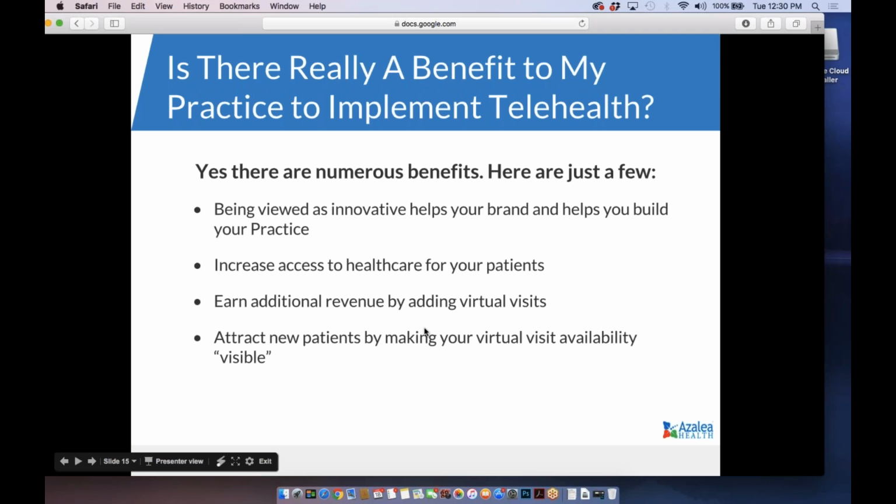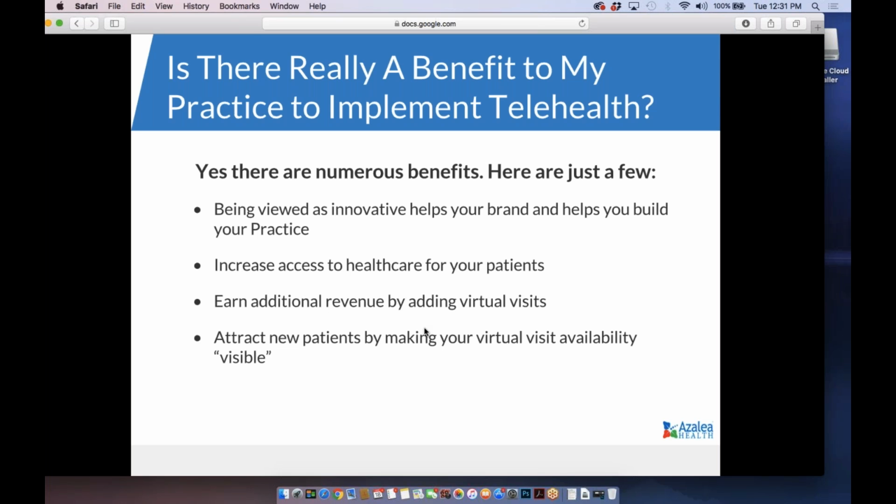So the last slide is really, are there really benefits to your practice to implement telehealth? This speaks to the folks that are on the fence. This speaks to the folks that are in the no category. I just want to highlight the benefits real quickly. I think that the biggest benefit, in my view, is you're viewed as being innovative, and your brand is enhanced.